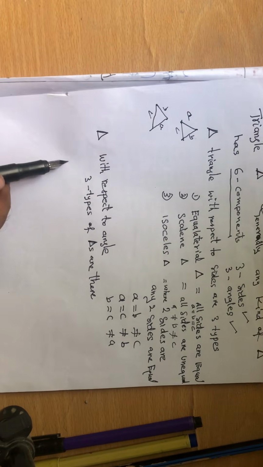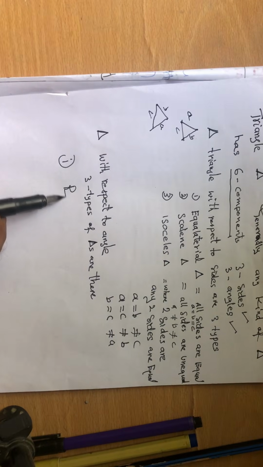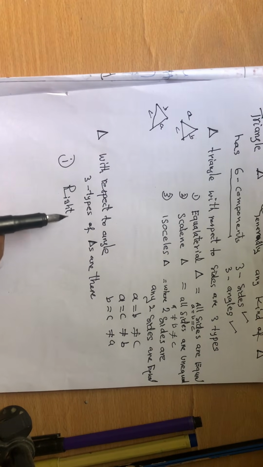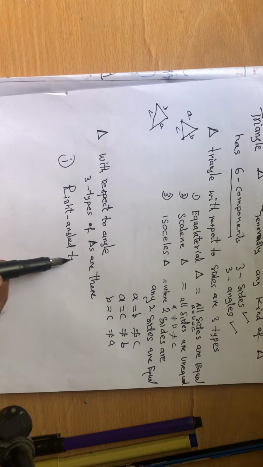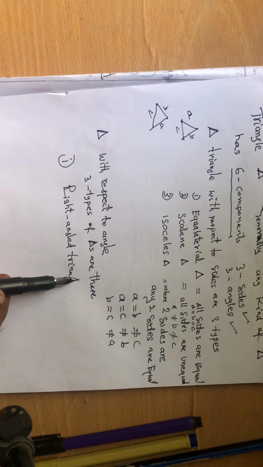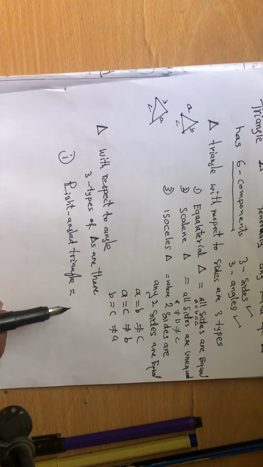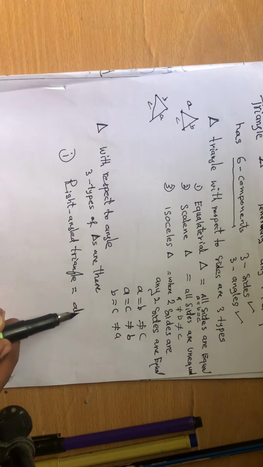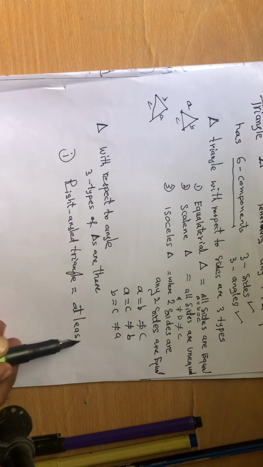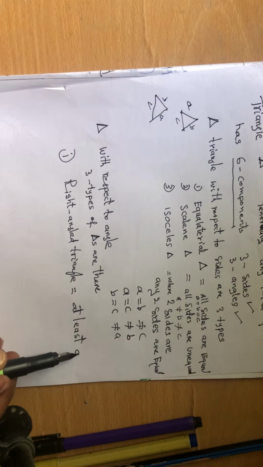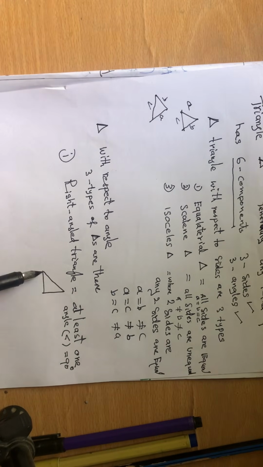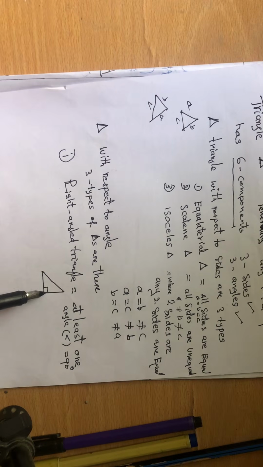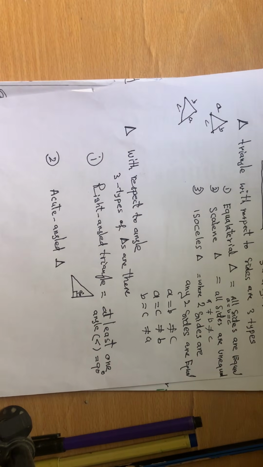Now we come to triangles with respect to angles. Also there are three types of triangle with respect to angles. The first one is the right angle triangle. A right angle triangle is the kind of triangle where at least one angle is equal to 90 degrees. It means if we have any triangle where one angle is equal to 90 degrees, that is called a right angle triangle. This shape looks like this.